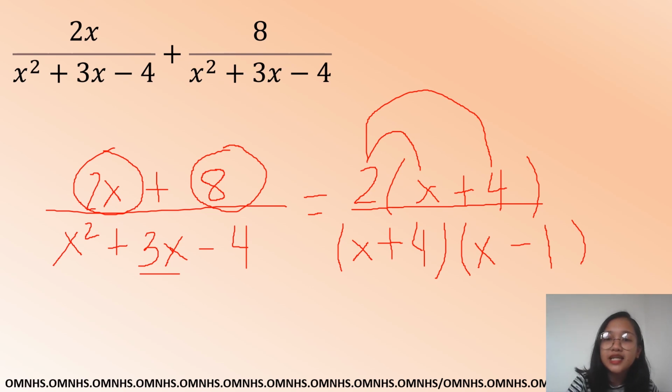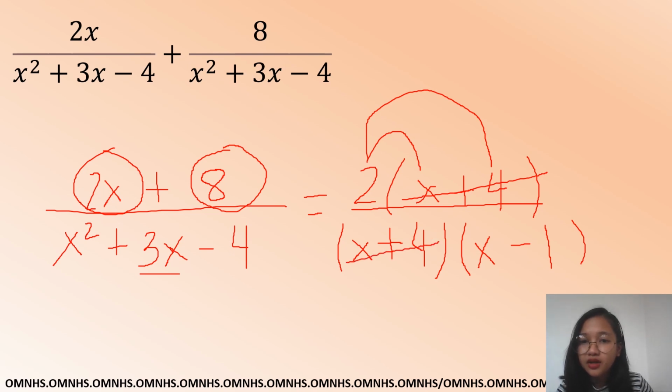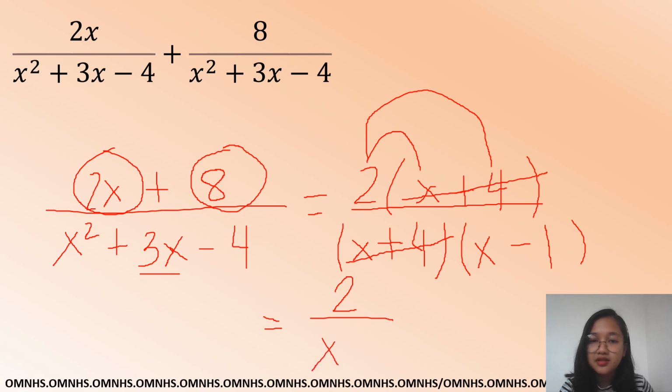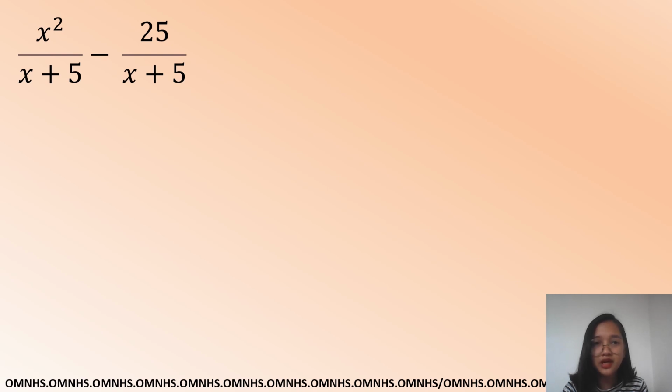As you can see here, the numerator and denominator have a common factor, which is x plus 4. So we can now cancel their common factor, x plus 4. So our final answer is 2 over x minus 1.